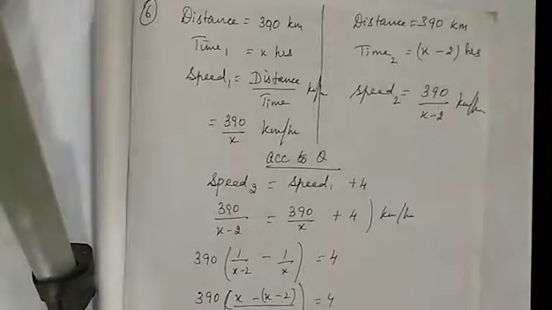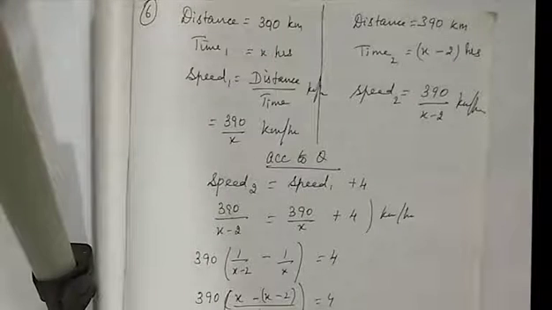Question number 6. A car made a run of 390 kilometer in x hours. If the speed had been 4 kilometer per hour more, it would have taken 2 hours less for the journey. Find x. In the question, they have given time should be taken as x hour. So we have to take time is equal to x hours.